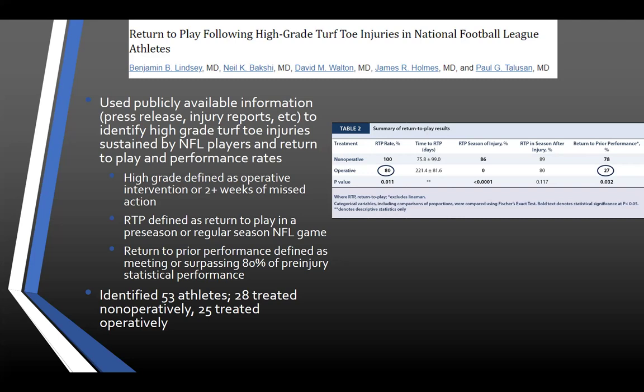They identified 53 players, 28 of them treated non-operatively and 25 treated operatively. They found that the non-operative group had a 100% return to play, and 78% of them were able to return to their prior level of performance. The one big takeaway, which highlighted that higher grade injuries are more severe, is that of the operative group, 20% did not return to play at all. Only 80% returned to play, while the most significant value is that only 27% were able to return to their prior level of performance.